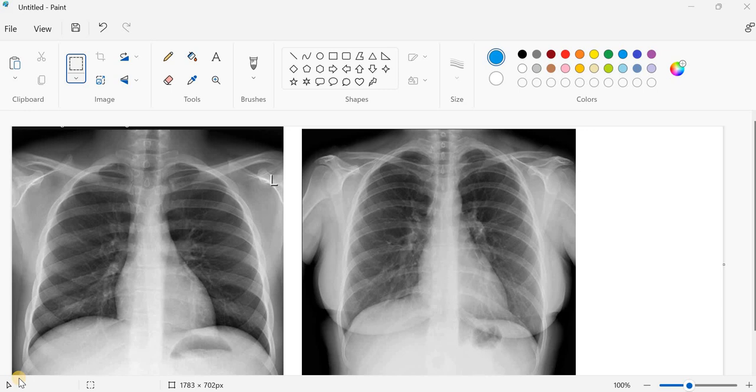Today we are going to discuss what are the points that we should look at while we are checking or examining a chest x-ray, plain chest x-ray. So usually I like to summarize them in the mnemonic ABCD. So let us start with A.